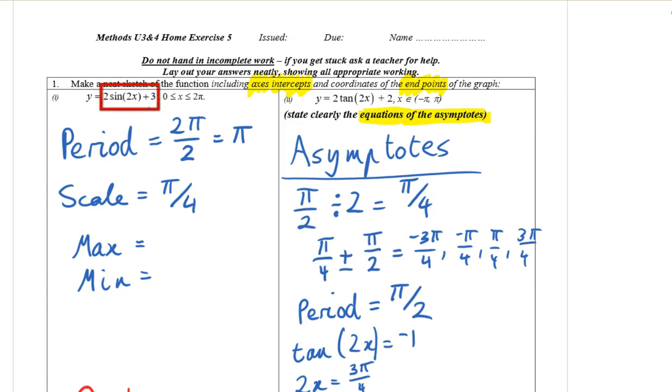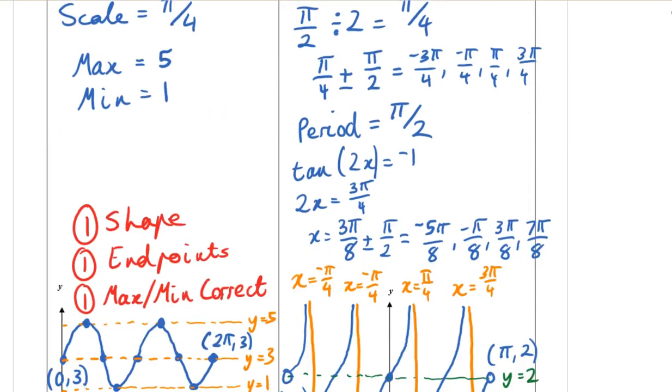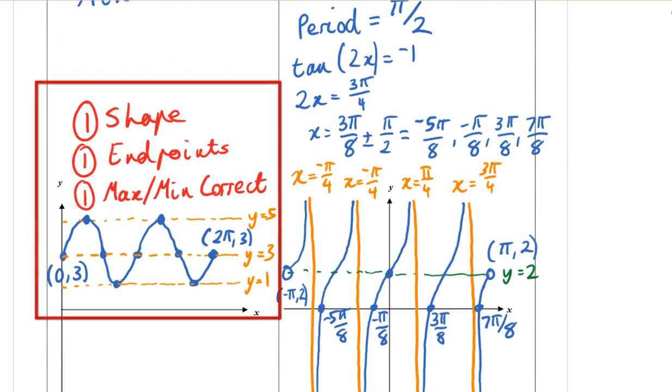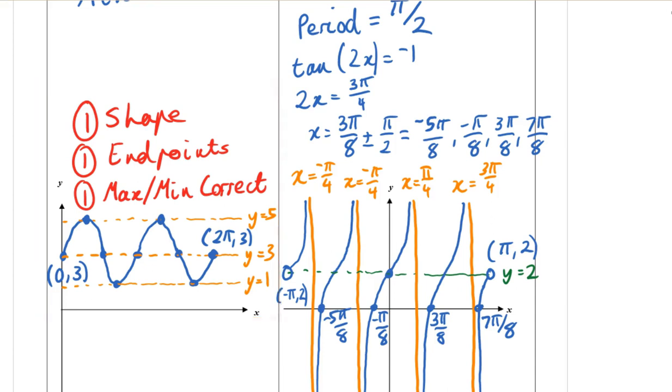Because we've moved up 3 units and have an amplitude of 2, our maximum is 5 and our minimum is 1. So maximum 5, minimum 1. And then we can get onto sketching it. So you can see our marking scheme there. So the shape would be 1 mark, getting our endpoints labeled, and getting the maximum and minimum correct. So that's 3 marks for sketching that.